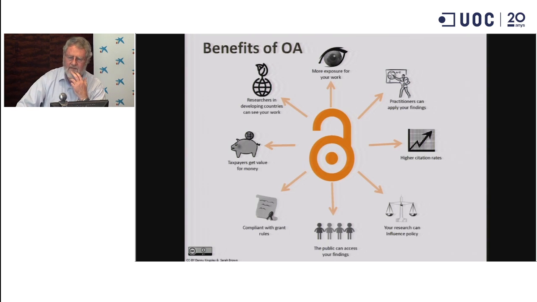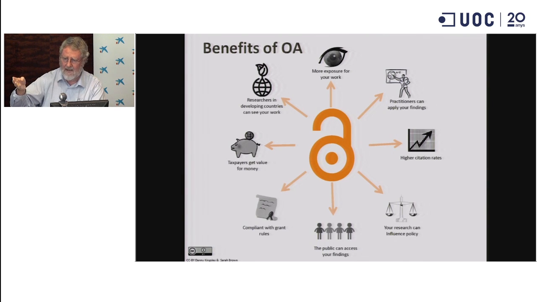Now, what are the benefits of open access? This chart by Danny Kingsley and Sarah Brown puts a lot into it, but it doesn't even mention the one that I think is really important. But let's go through. You get more exposure for your work. Practitioners can apply your findings. You get higher citation rates, which seems to be trending that way, but we can't really say that for sure yet. Your research can influence policy because people can get it from anywhere.